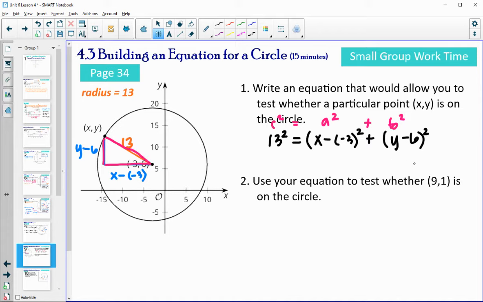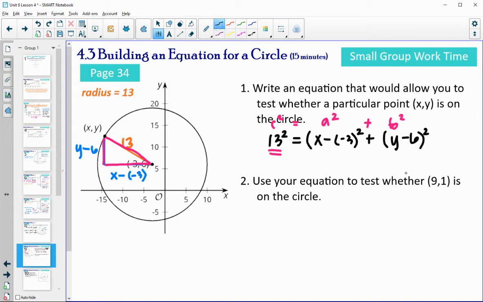So if a point works in there, then it's on the circle. And by works, I mean that the two sides are equal. So you get this distance squared is the 13, so that your radius or your distance are the same.